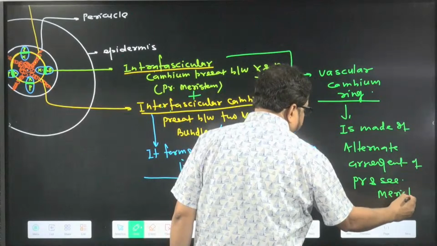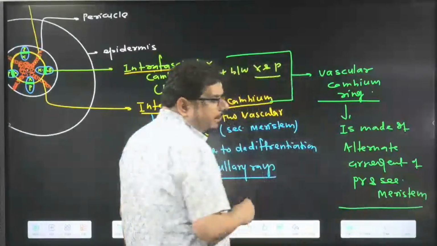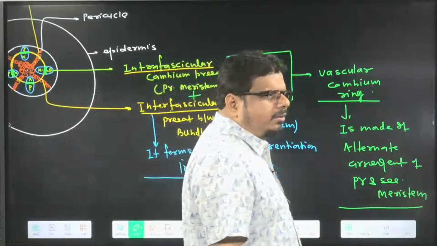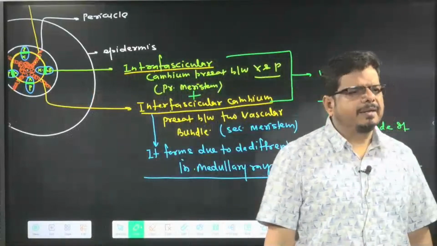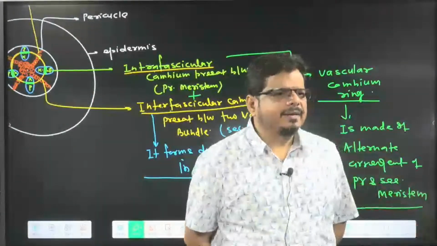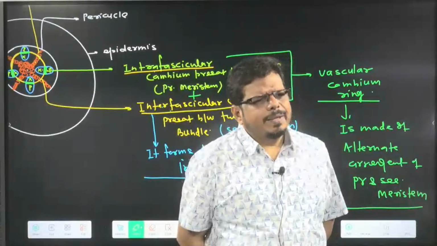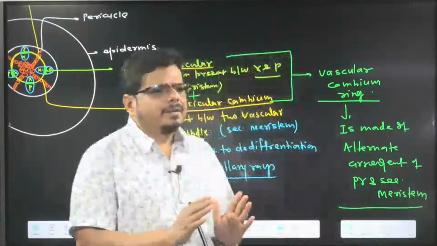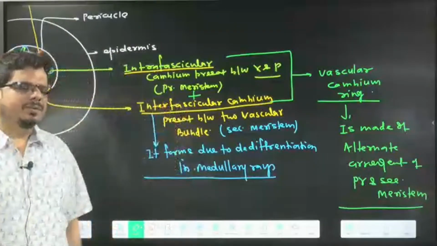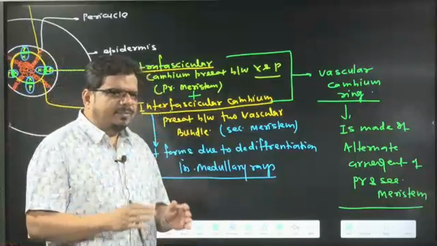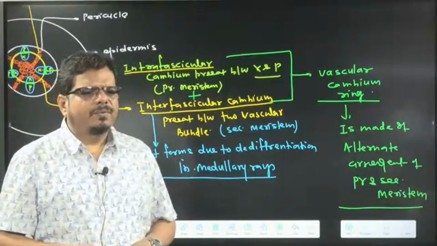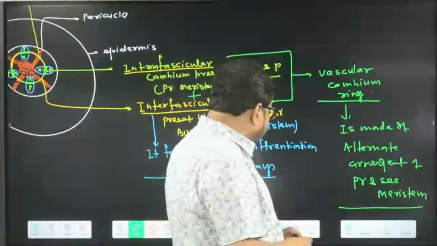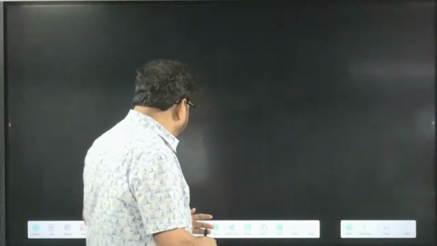Understand or not? Did the picture come in the mind or not? So one area is done, how the formation of the vascular cambium ring occurs, and that picture is very clear in the mind. Now we are going to discuss how this vascular cambium ring performs secondary growth. Getting the idea or not? Is it clear in the mind? So have a look. Give your attention.